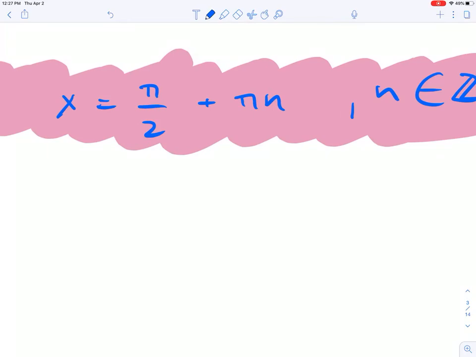Okay, so when n was equal to 0, x equals pi over 2. Pi over 2 is not on the interval from negative 2 pi to 0. So I'll go down to negative 1, or let n equal negative 1. So when n is equal to negative 1, that will be pi over 2 minus pi, which would be pi over 2 minus 2 over 2, negative pi over 2.